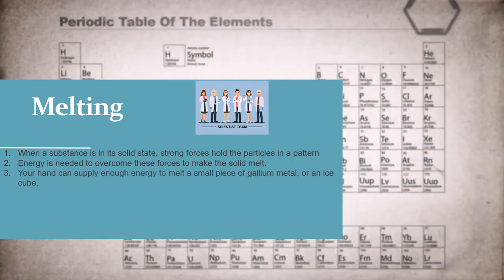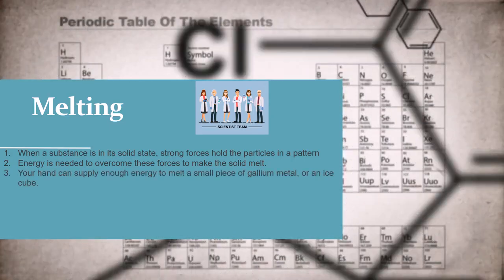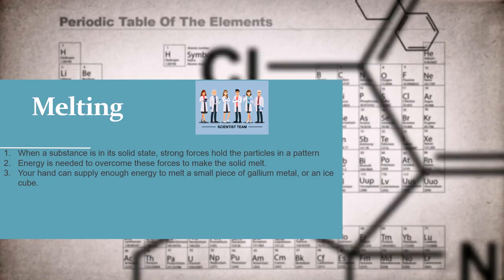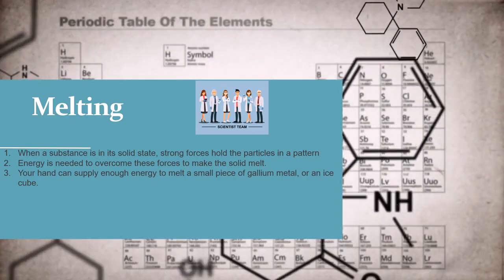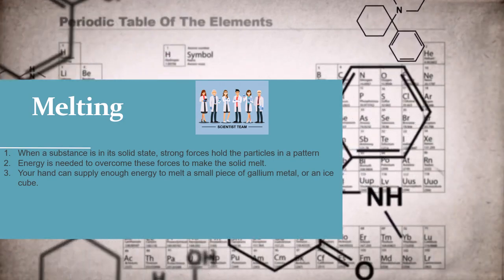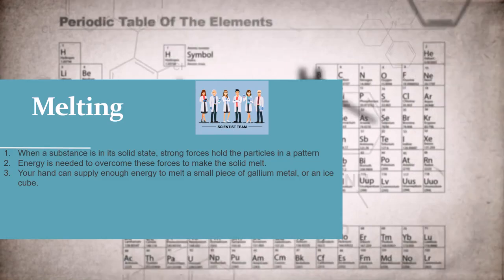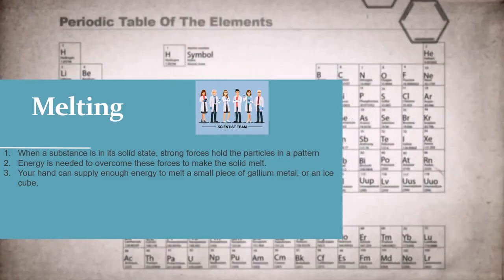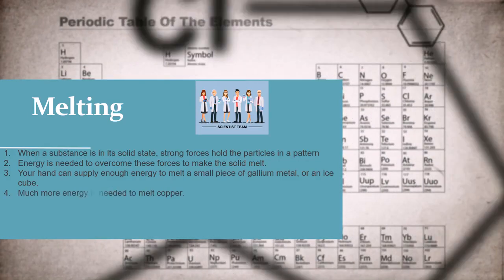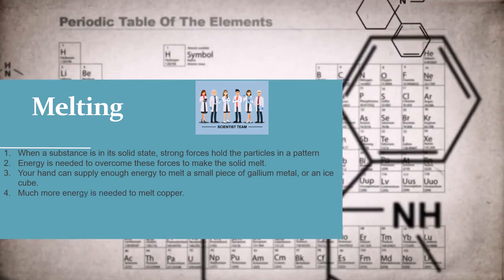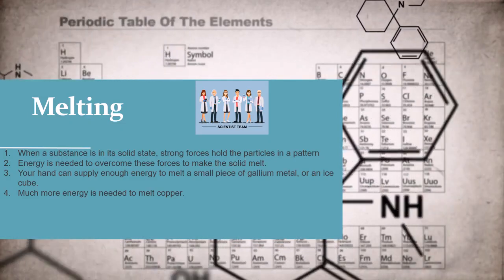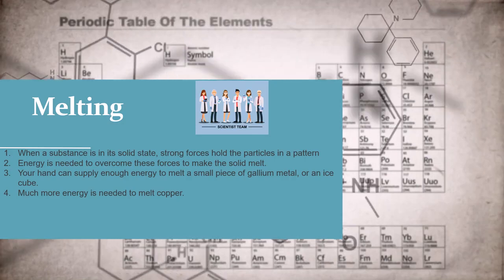Number 3, your hand can supply enough energy to melt a small piece of gallium or an ice cube. As you know, gallium is a metal and it melts in our hand, because its melting point is lower than our body temperature. Then much more energy is needed to melt copper. Copper is strong, so you need more energy to melt it, because with less energy the copper won't melt.